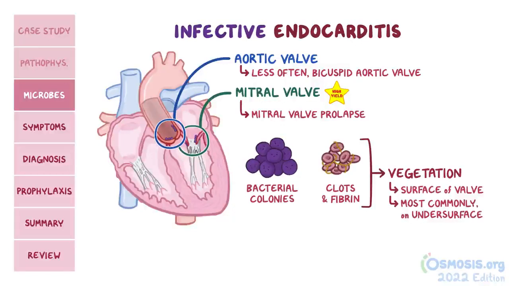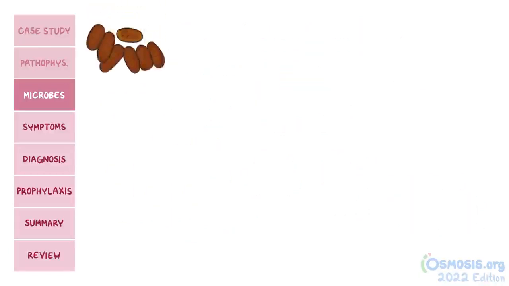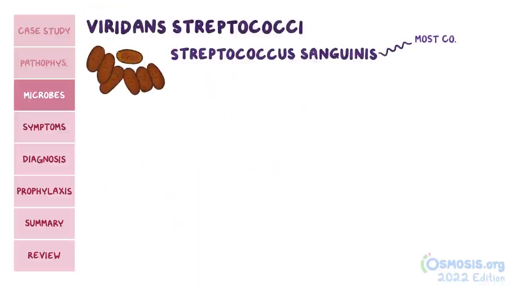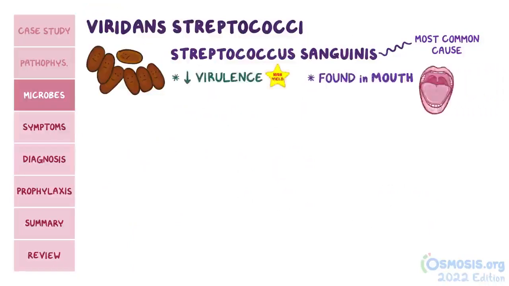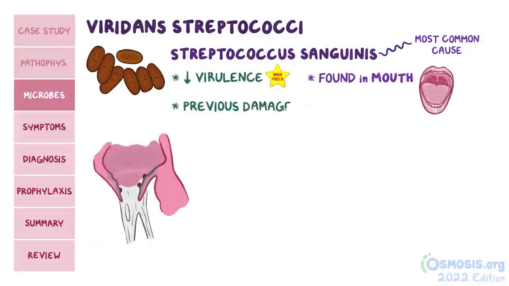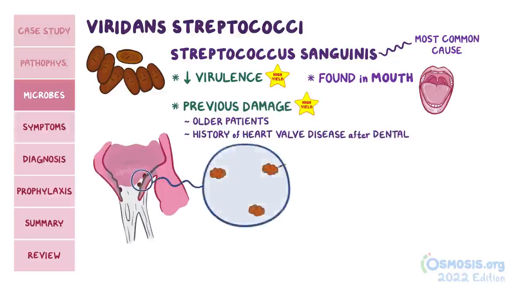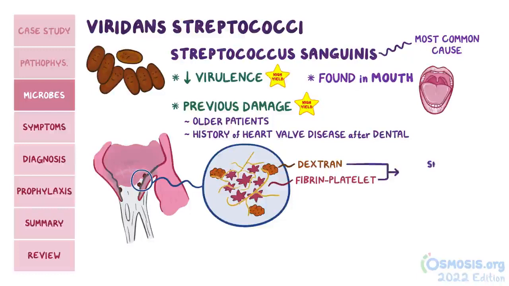Let's now go over the microbes that can cause endocarditis. Viridans streptococci, especially Streptococcus sanguinis, is the most common cause. They have low virulence, are found in the mouth, and they typically only affect valves that have had some previous damage. So think older patients or those with a history of heart valve disease after a dental procedure. That's because Strep sanguinis uses special molecules on its surface, called dextrans, that bind to fibrin-platelet aggregates on damaged heart valves. This usually results in small vegetations which don't destroy the valve.